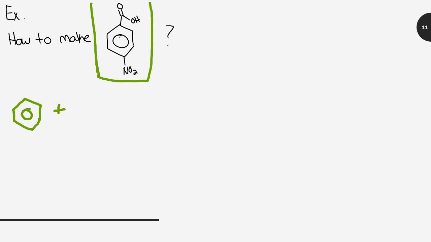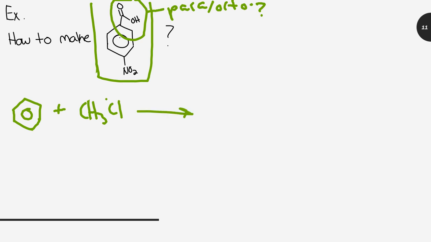What's a group that's related to this one that's an ortho-para director? So I can add an alkyl group, right? Because I know I can oxidize an alkyl group to that, but I know alkyl groups are ortho-para directors. So I can have an alkylation reaction and put whatever alkyl group I want on the ring, okay? And I know this is now an ortho-para director. So now I can have nitration.